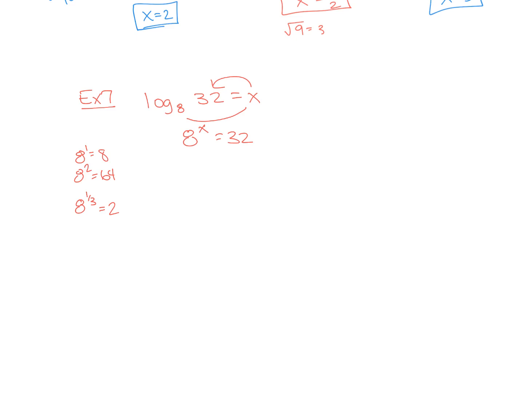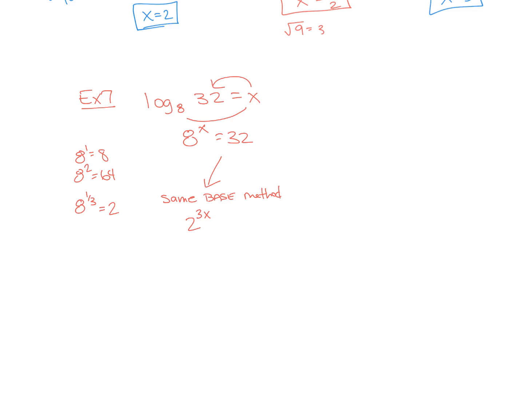Like it's not working. You have two methods you could try. One method is to try what we call the same base method. So I'm going to rewrite both sides with the same base. I'm thinking about that 8 and the 32, and they are both multiples of 2. For example, I know that 2 cubed equals 8. So 8 to the x is the same thing as 2 to the 3x.